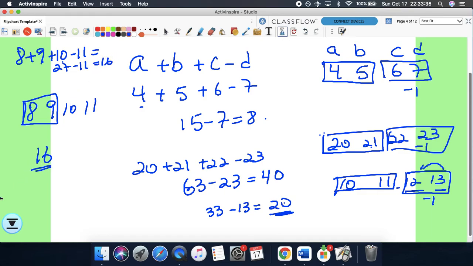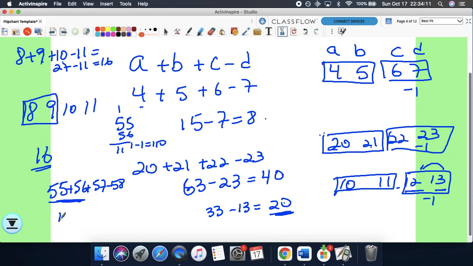Look at that. So here's my generalization. The sum of three consecutive numbers minus the fourth is always going to be the sum of the first two minus 1. So let's try another one. 55, 56, 57 minus 58. So it's 55 plus 56 plus 57 minus 58. So the answer to this is going to be the sum of these two minus 1. 55 plus 56 is 111. 111 minus 1 is 110.